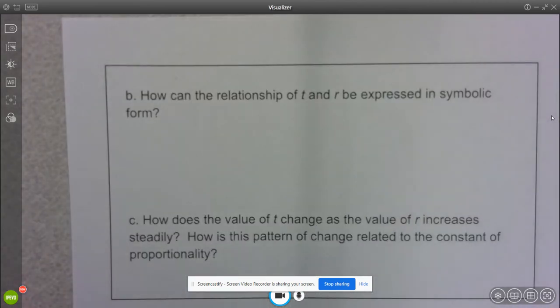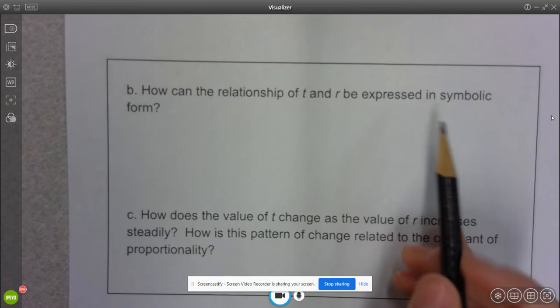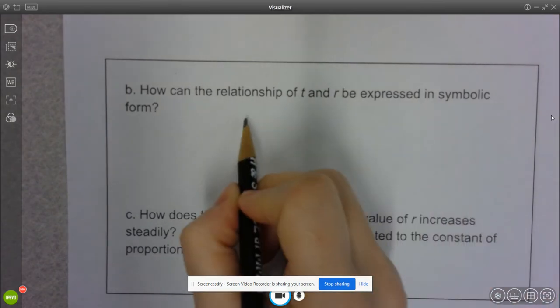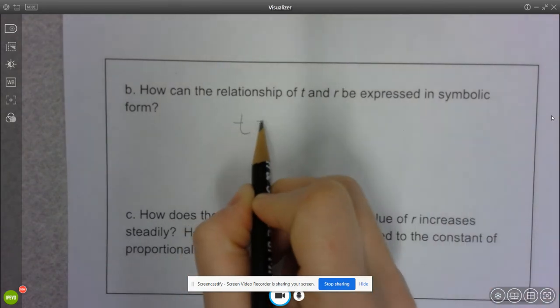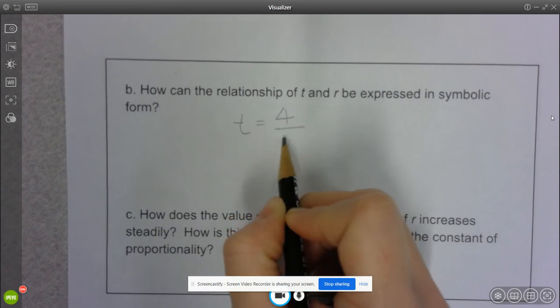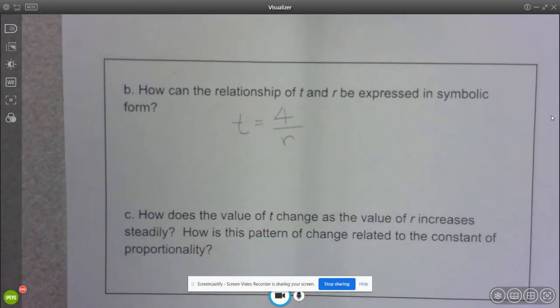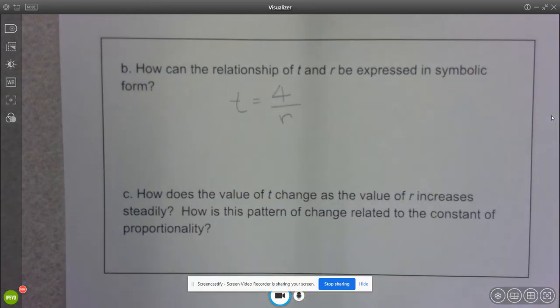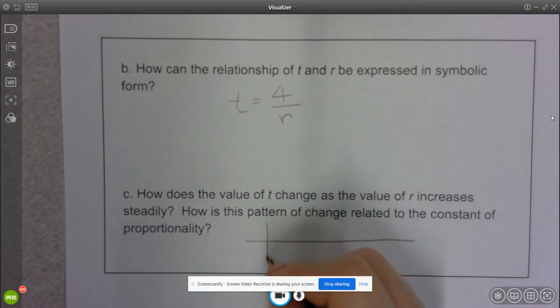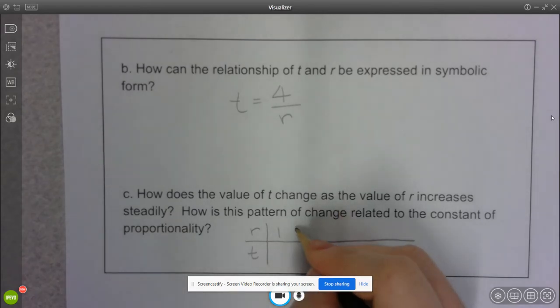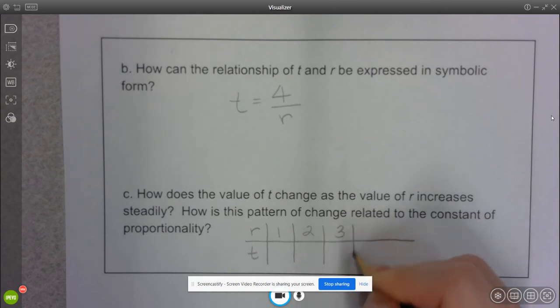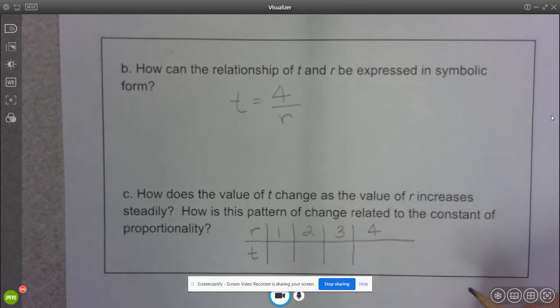All right, so expressing this in symbolic form, meaning as an equation, I would say that T is 4 divided by R. And I actually did this in a table as well. I did it sideways just because I didn't have enough room. And I looked at a rate of 1, a rate of 2, a rate of 3, and a rate of 4.